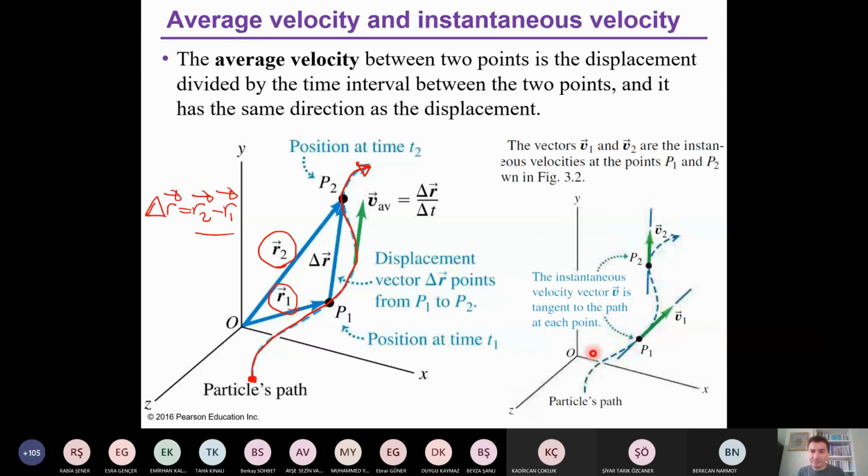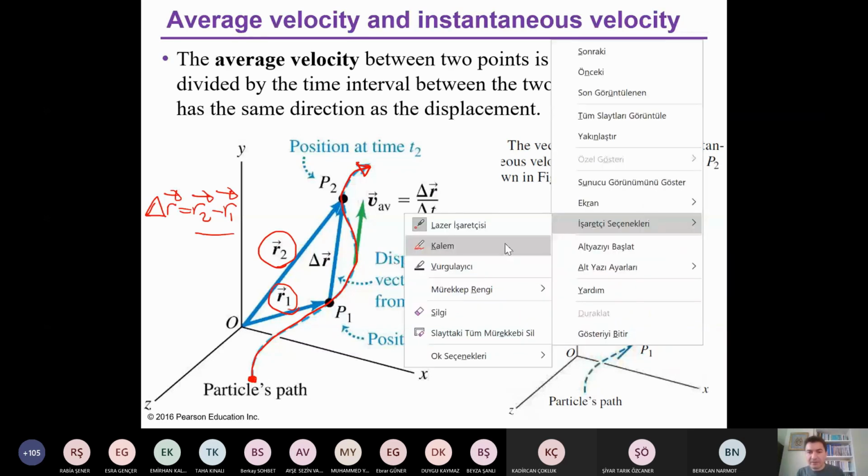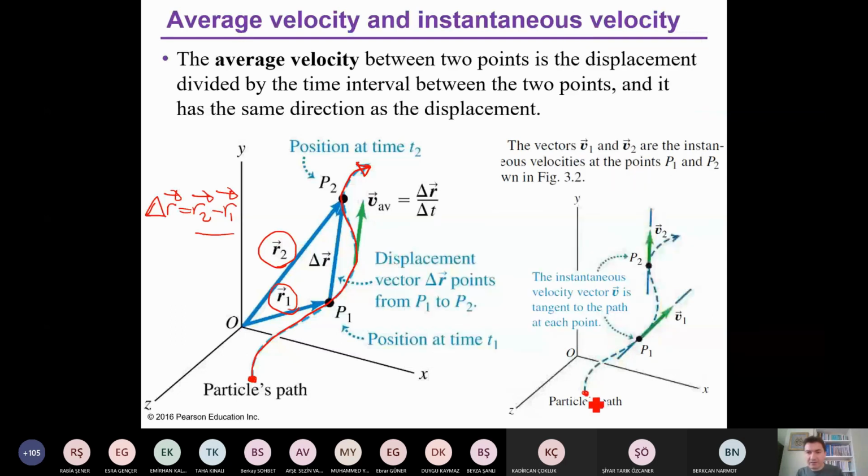Now let me draw. This is the particle, and this is the path of the particle. The particle is moving like this. And now I would like to find the instantaneous velocity vector when the position is P1, and velocity is tangent to this path, okay? Here, I would like to find the velocity vector when the position is P2, and velocity 2 is tangent to the path, okay? Do you have any question here?